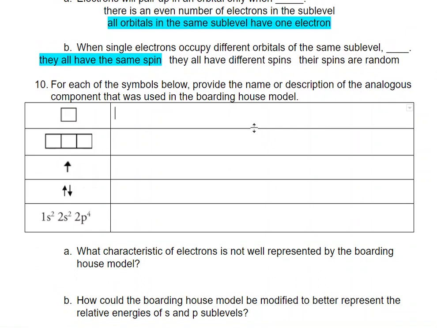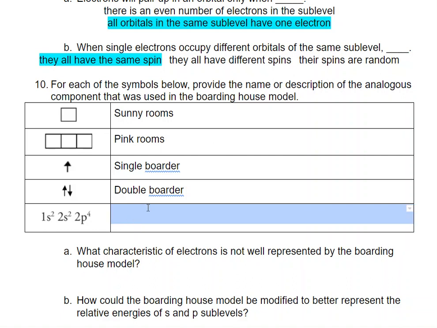So for each of the symbols below, let's describe how this is analogous to the boarding house model. So this is going to represent, with our arrow here, a single border, whereas this is going to represent a double border. So this is going to represent our sunny rooms, which is our s orbital, and this is going to represent our pink rooms. This is analogous to the manager's code.